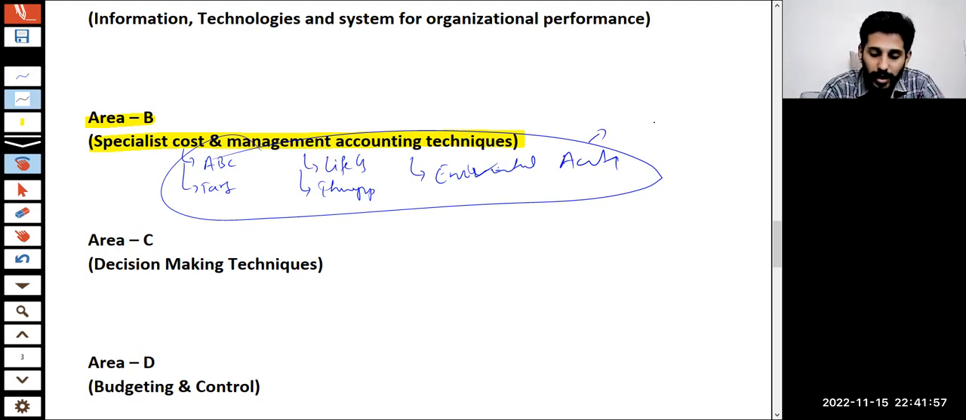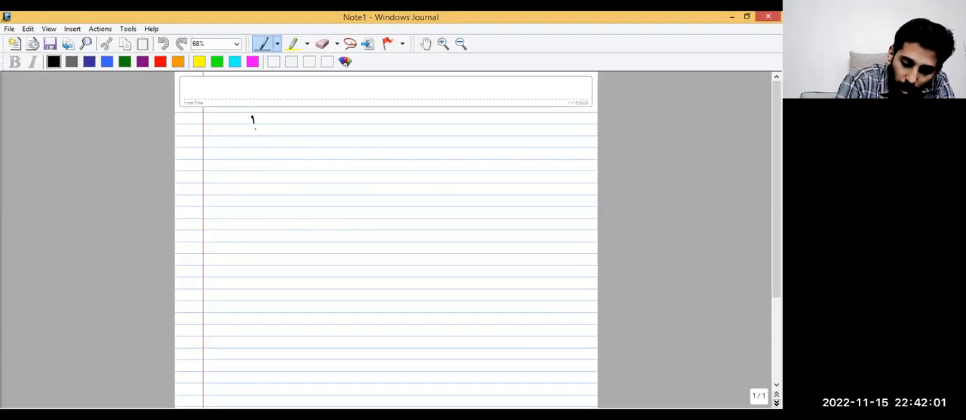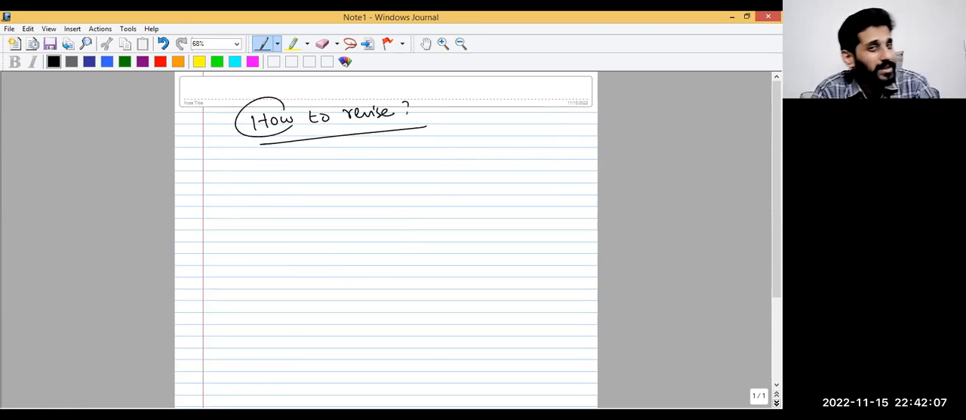I will be sharing it later on this slide. That is how to revise. Now, how to revise is a key important area. I am giving you the flow chart, the systematic pattern which you should follow very strictly.